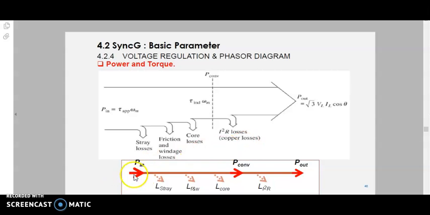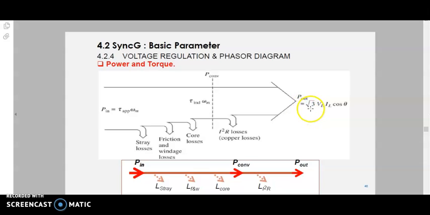Or you can put it in a single-line diagram here, like a fishbone. So you list down the stray loss, friction and windage, core loss, and here before you reach P out is your copper loss. So this is your P in: applied torque times your speed in radians per second.